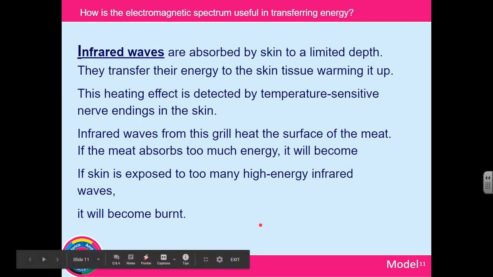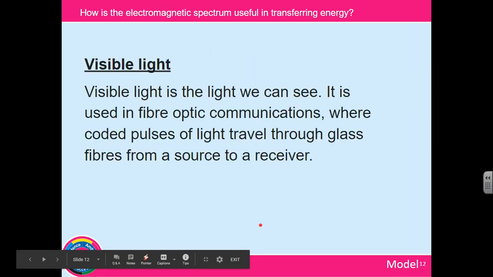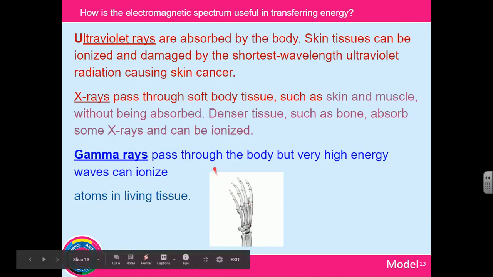Infrared waves, visible light, ultraviolet, X-rays and gamma rays. Okay, so I'm pleased to have given you a hand here.